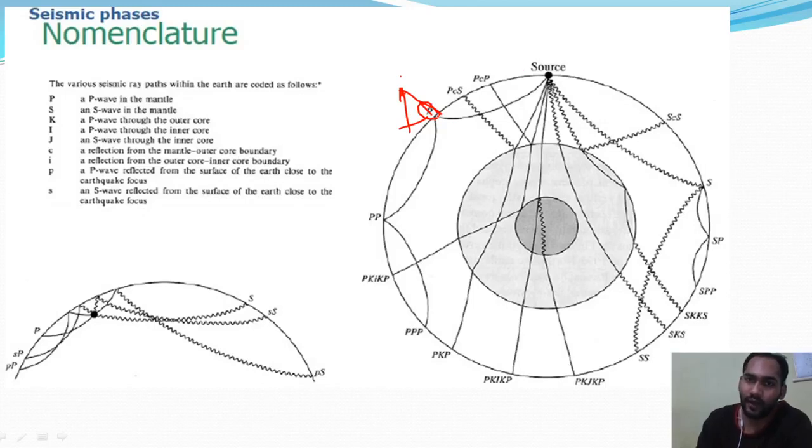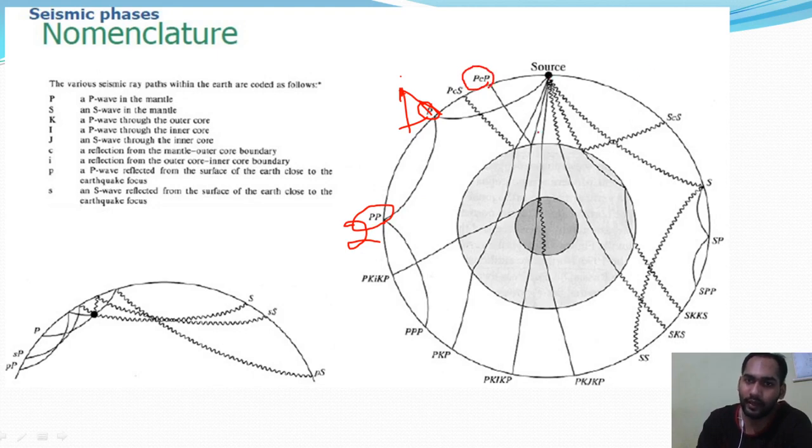If this is reflected from the surface, and again let's say it is collected in the second station here. This wave travelled through the mantle, then reflected from the surface and again travelled through the mantle. So the name is PP, right? That means P in mantle, then again P in mantle. It is not reflected from the mantle outer core boundary. If it is reflected from the mantle outer core boundary, its name will be PCP.